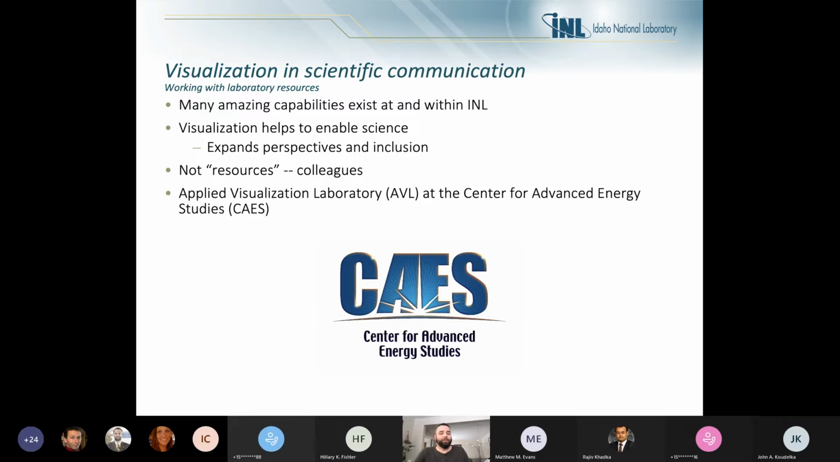Now I want to transition a little bit, and this is where I'll get into examples of what the code actually does. I want to transition to talking about visualization in scientific communication.